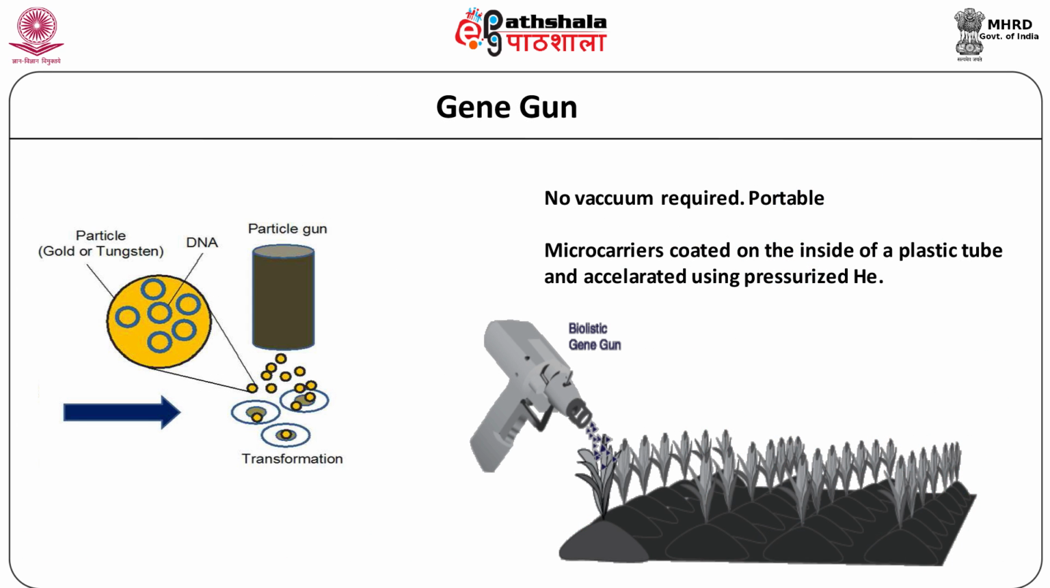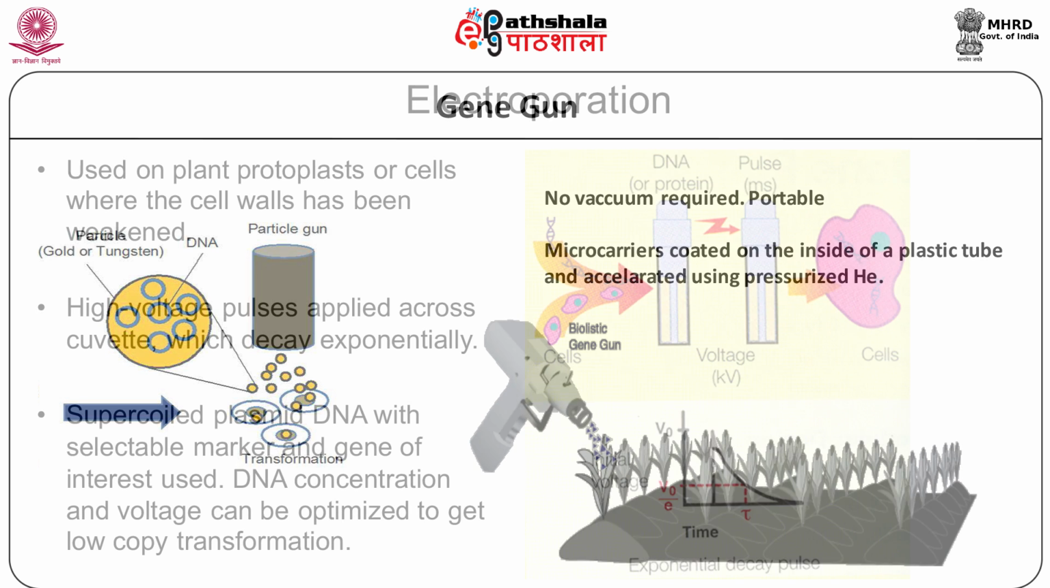A variation of this technique is the gene gun, an instrument that does not accelerate helium using vacuum, but uses pressure instead. It is portable and can be used to transform intact plants too. The microcarriers are loaded on the inside of the tube through which the pressurized helium passes, and they move with high speed, which causes the plasmids to enter plant cells.